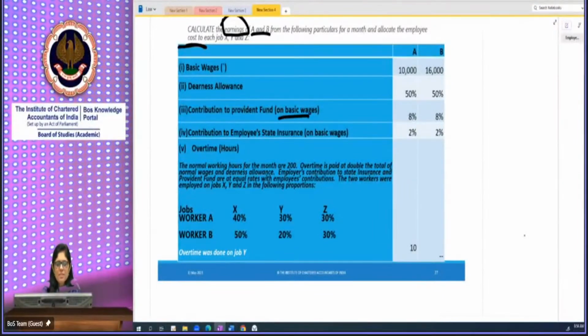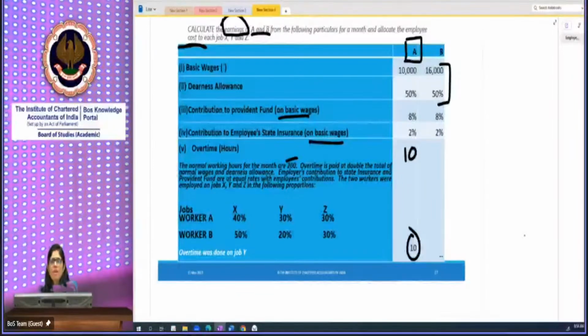So basic wages, DA allowance, contribution to provident fund, it is on basic wages. You have to note it down. Employee state insurance and overtime hours. These are the overtime hours. So 10, they are the overtime hours. Only employee A has worked overtime. Normal working hours are 200. Overtime is paid at double the total normal wages and DA allowance. So whatever is the rate of normal wages and DA allowance, for overtime we have to pay double. So if wages and DA allowance are 200, for overtime they will be paid as 400. Clear? For only the overtime hours.